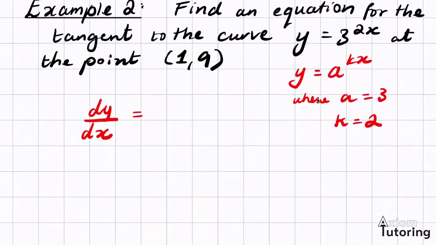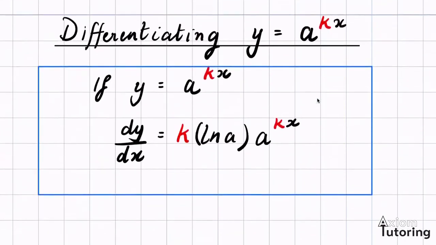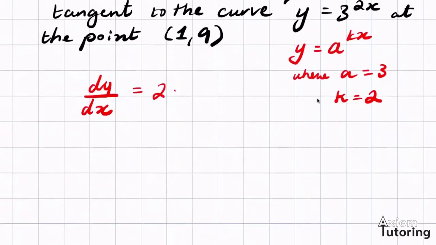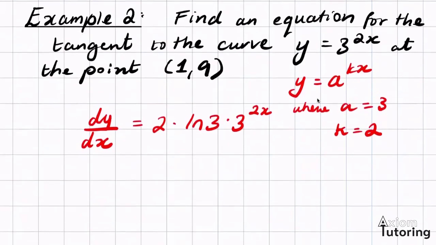And so when we compute dy over dx, let's just refer back to this. That's going to be k ln of a times a to the kx. So that's k, 2, times ln of a, which is 3, times a to the kx, that's 3 to the power of 2x. And so we can write that there.